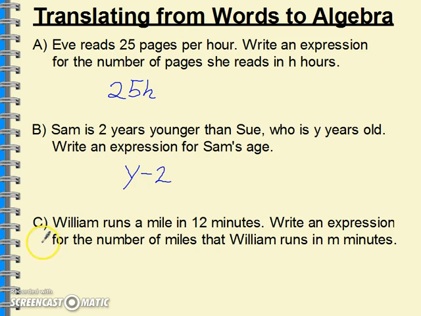Let's try C. William runs a mile in 12 minutes. Write an expression for the number of miles that William runs in m minutes. Well, m minutes divided by 12, because William runs a mile in 12 minutes.